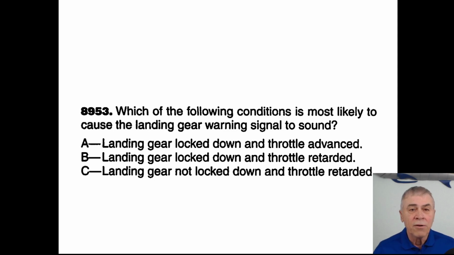Or the landing gear is locked down and the throttle is retarded? I think the landing gear is going to mostly warn you if the landing gear is not locked down. So in this case, we only have option C. Feel free to assume that if it were me, I'd add D, landing gear not locked down and the throttle advanced, which is also incorrect. But C is the correct answer.